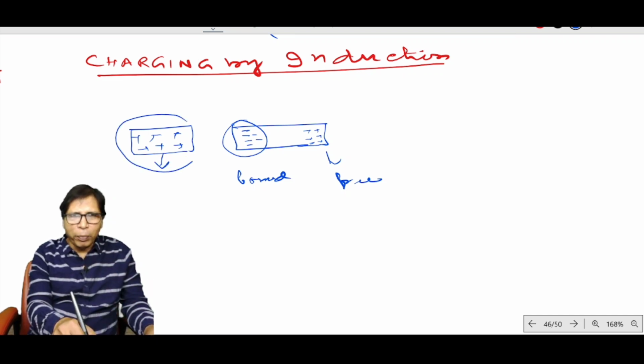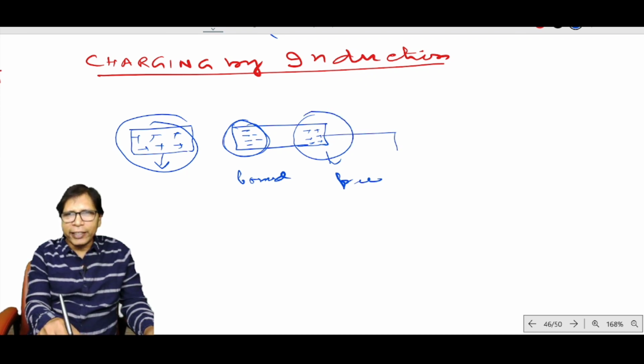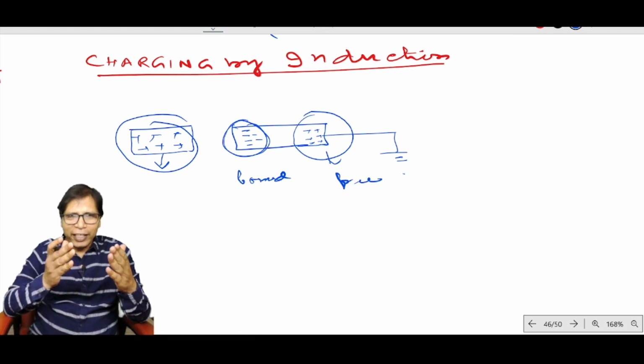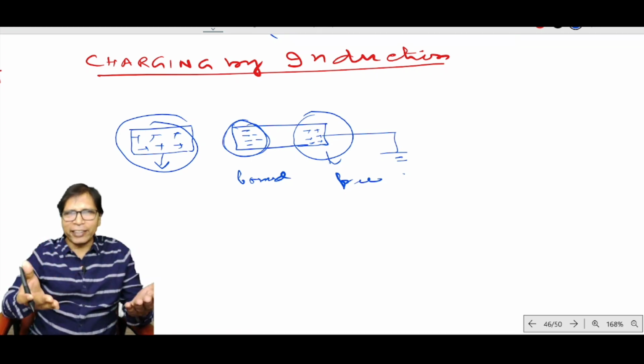The magnitude of inducing charge is equal to the magnitude of induced bound charge, which is equal to the magnitude of induced free charge. Now, if this body is earthed, then the positive charge is neutralized by electrons from the earth. Okay. Now, induction precedes attraction.